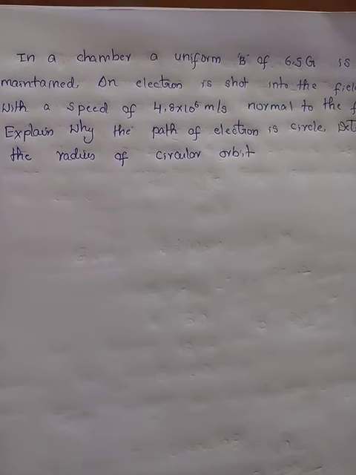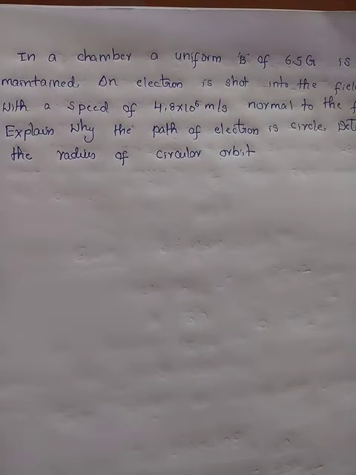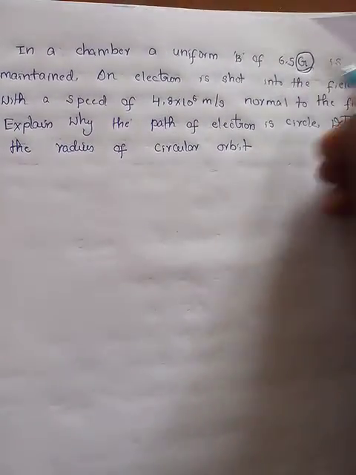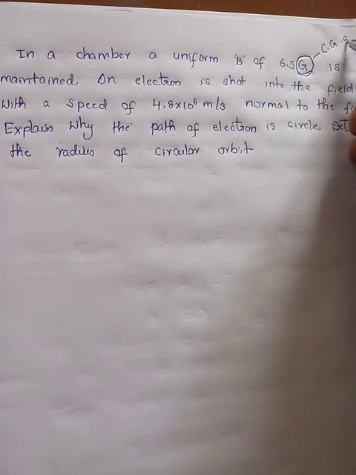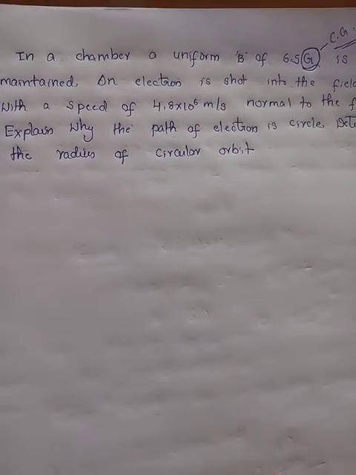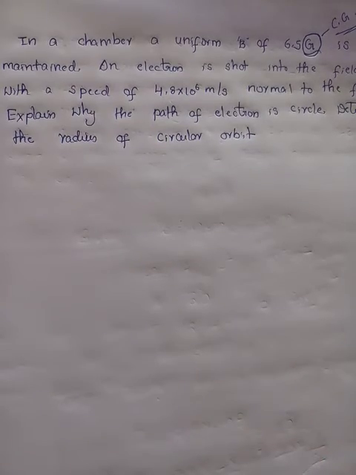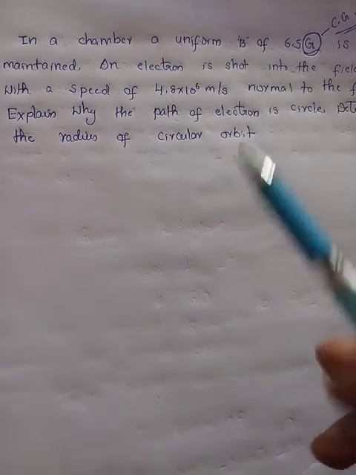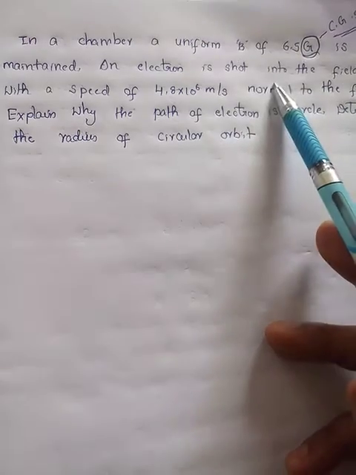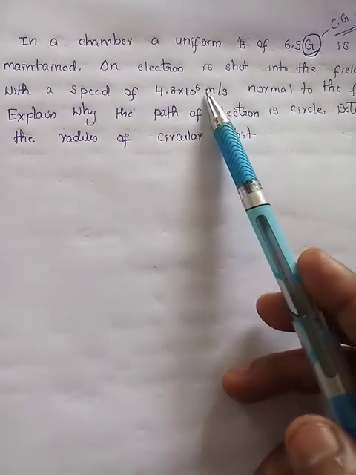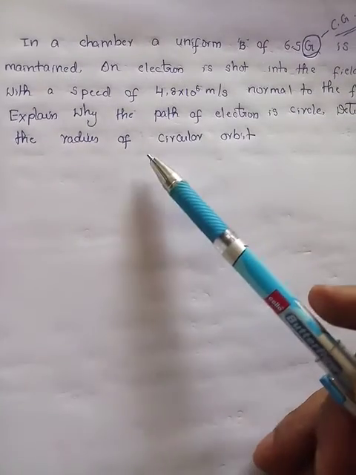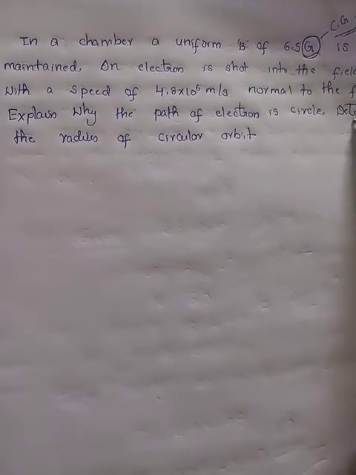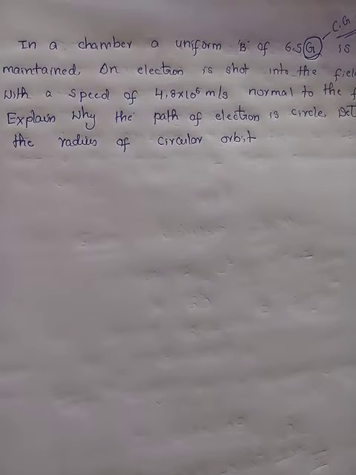In a chamber of uniform magnetic field of 6.5 Gauss, not Tesla, you should note this point. Gauss is the CGS unit of magnetic field, so we should convert this CGS unit into SI unit. An electron is shot into the field with a speed of 4.8 × 10^6 meter per second normal to the field. Explain why the path of the electron is a circle, and determine the radius of the circular orbit.